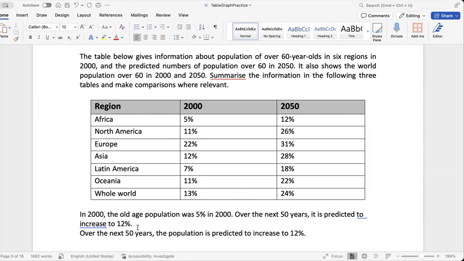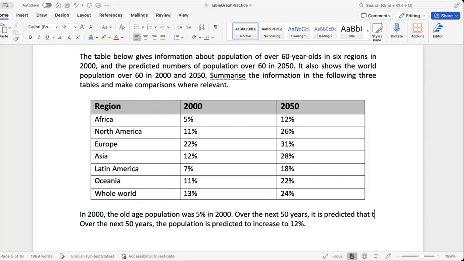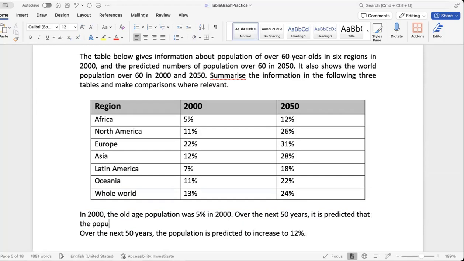Sorry, they are both the same sentences. It is predicted to increase to 12%. Sorry, okay. It is predicted that the population will increase to 10%.